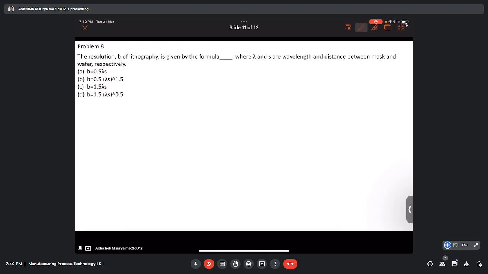So, this is a straightforward question from the lecture slides, but I want to explain to you the meaning and why it is important. Yes, so all of you are correct. The correct answer is D, but let's try to understand what the resolution is. Here it has been asked: the resolution B of lithography is given by some formula where lambda and s are the wavelength and the distance between the mask and wafer.